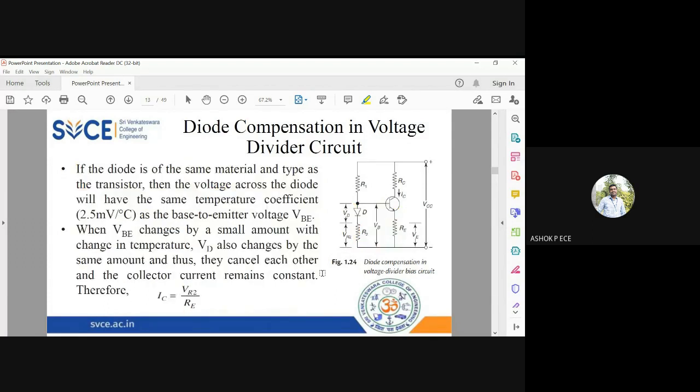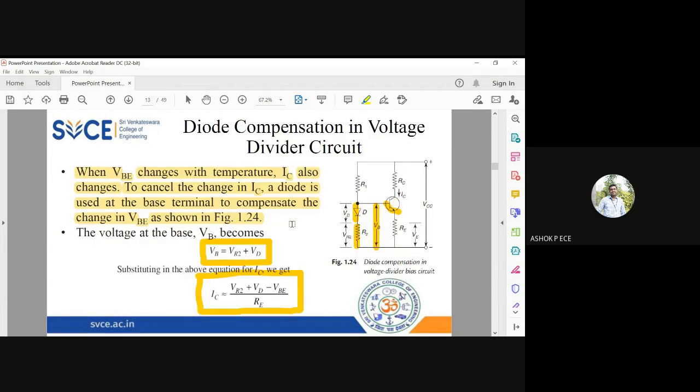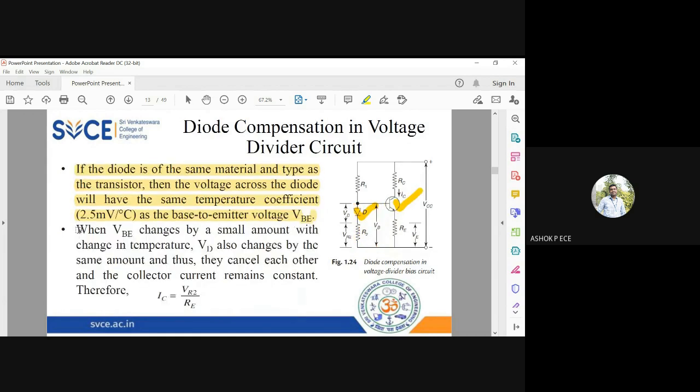Okay, so if the diode and transistor are made of the same material as we assumed in the earlier case, the nature of variation in the VB is going to be the same pattern. So assuming that this transistor and diode are made up of the same material, we can expect the same temperature coefficient in both the cases. So if the VB is going to change by a small amount, VD will also change by the small amount.